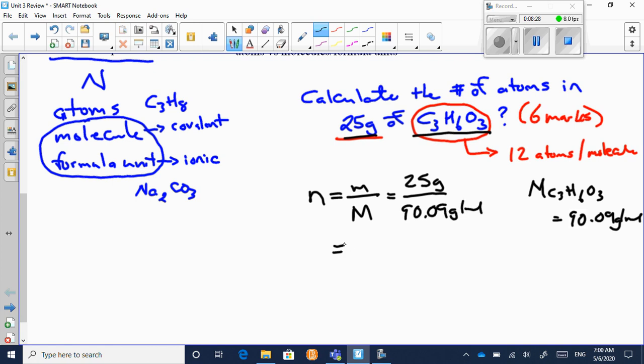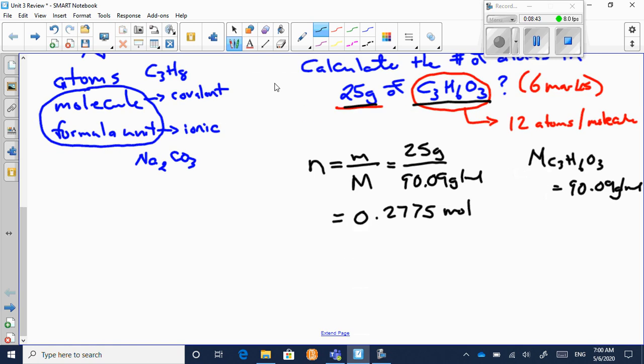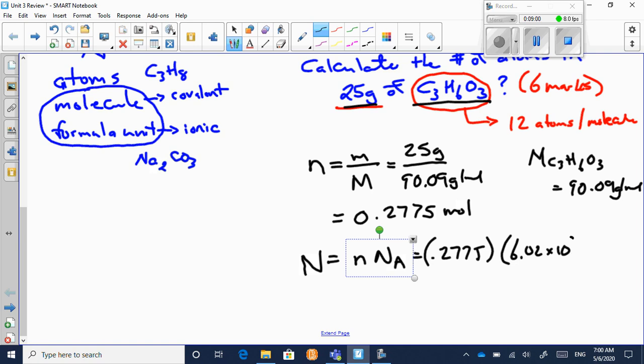When I do that calculation, I get 0.2775 moles. Okay, I'm on my way. Now I've gone from the right-hand side to the middle, into the center of the hub. Now the number of molecules is going to be n times Na. So it's 0.2775 times 6.02 times 10 to the 23. When I do that calculation, I get 1.67 times 10 to the 23.